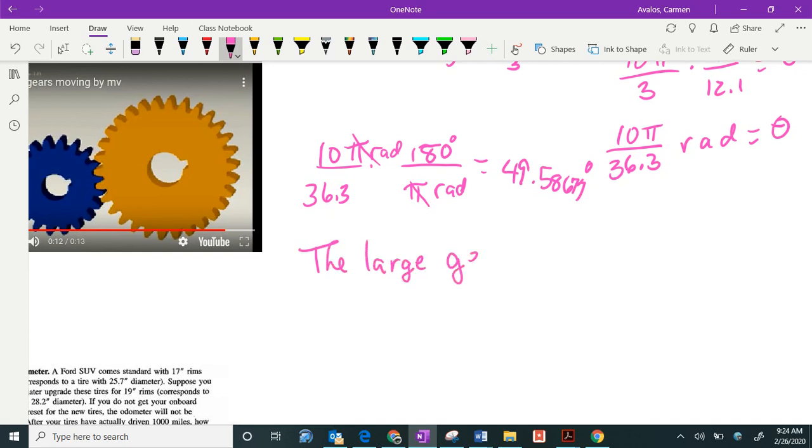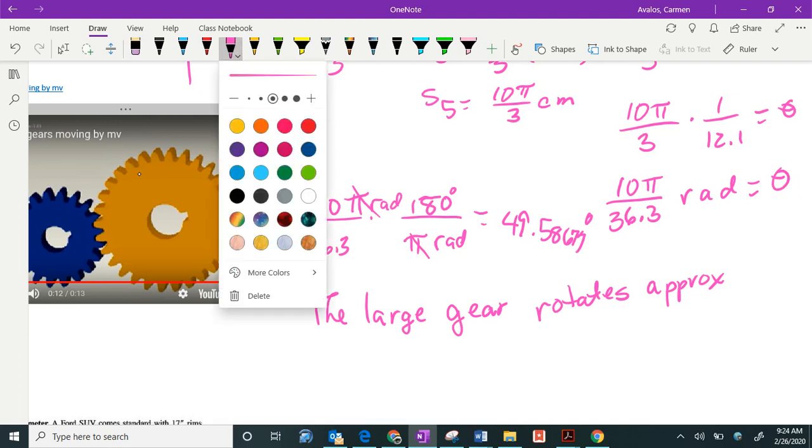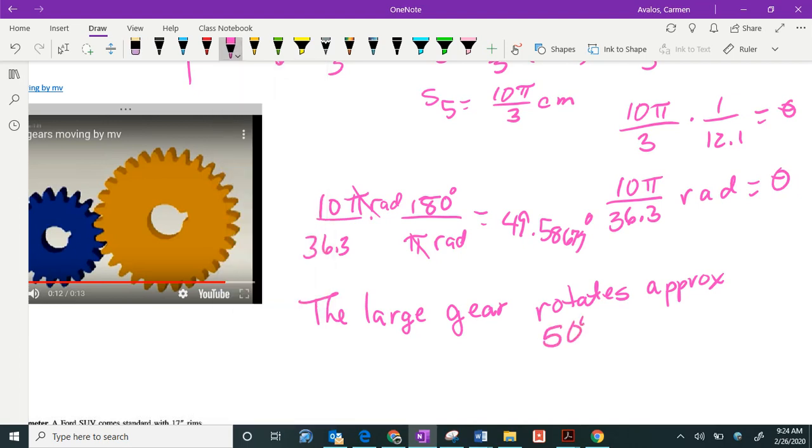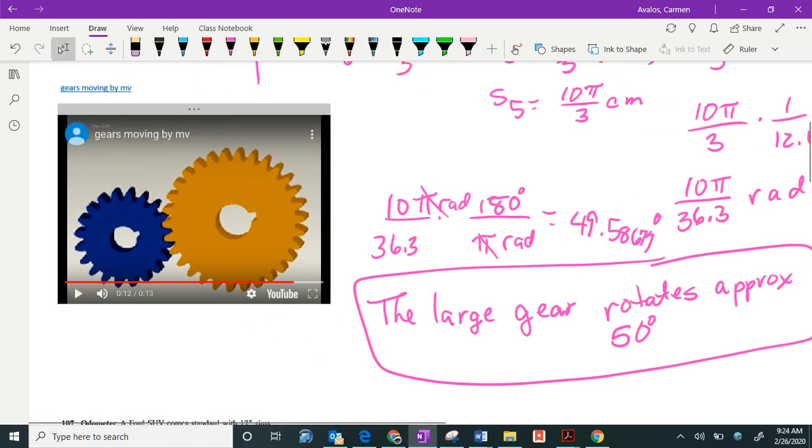And so the answer here is the large gear rotates approximately 40. And does it say to the nearest degree? Yeah. So we're going to erase that. And so approximately 50 degrees. And so that's how we have that one there.